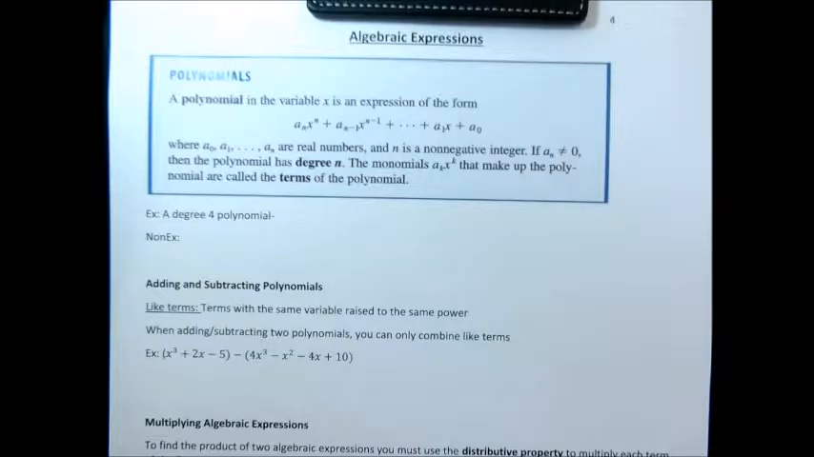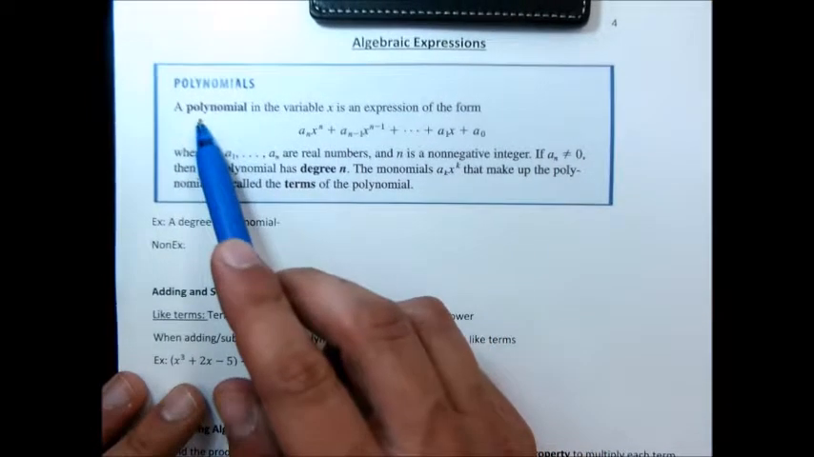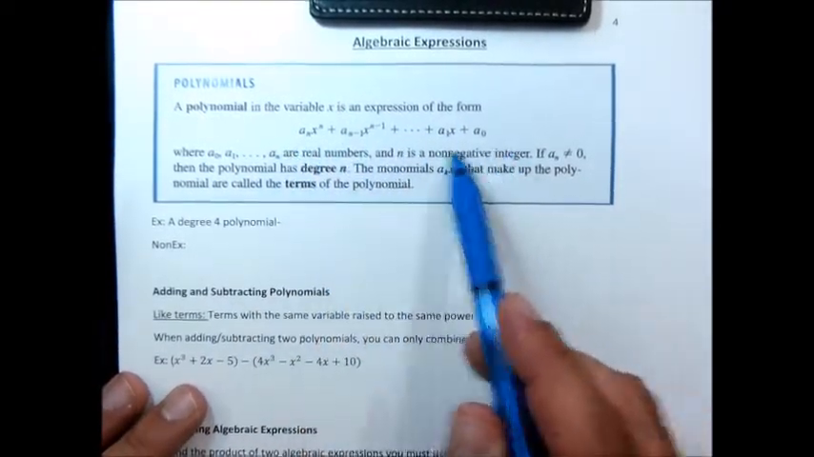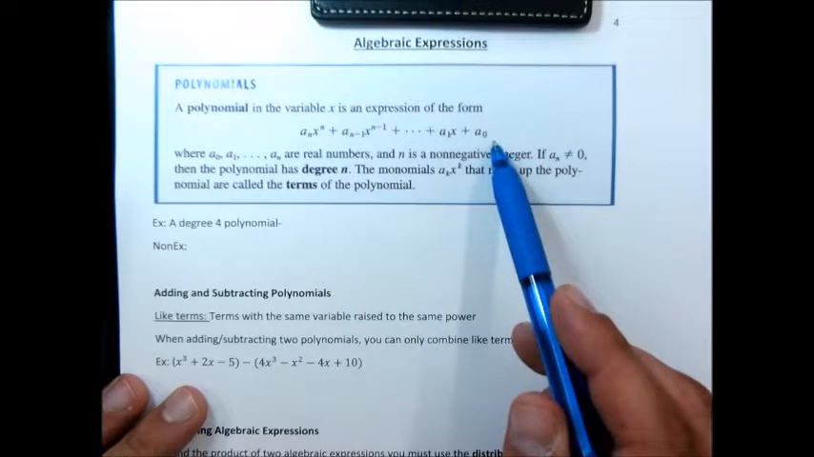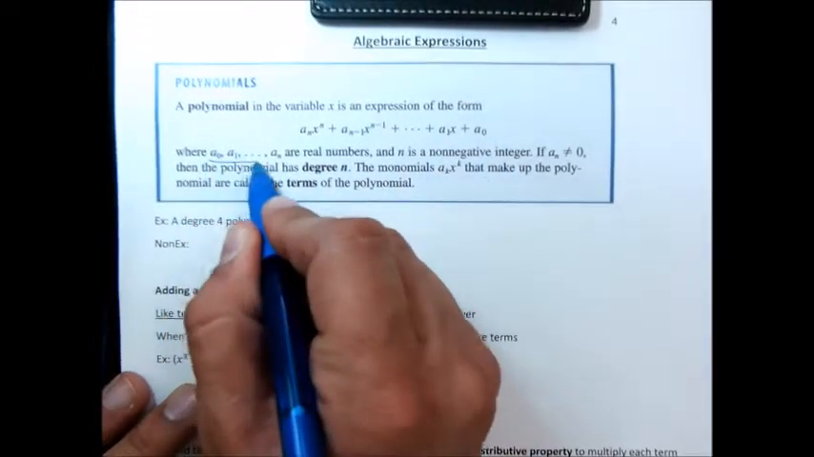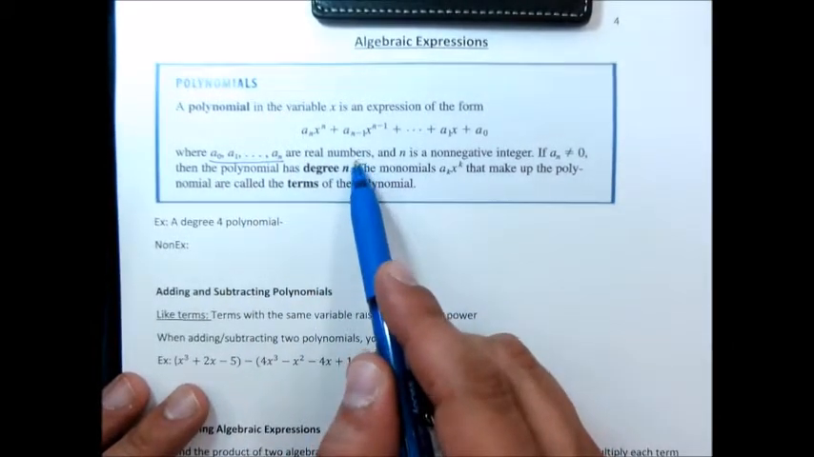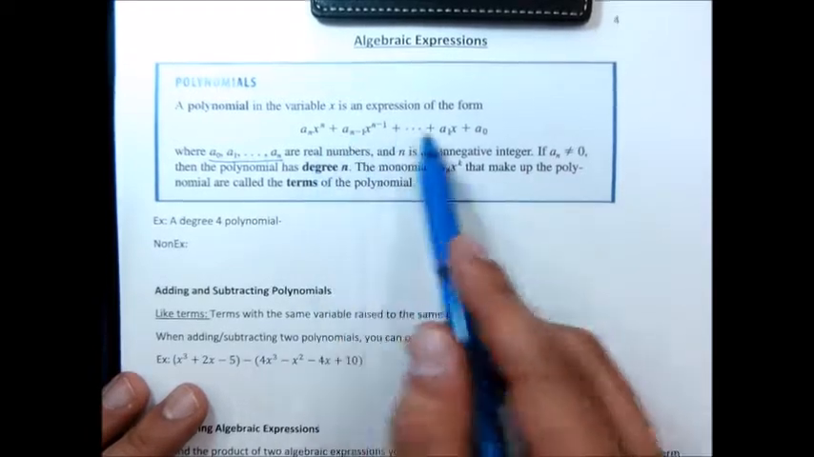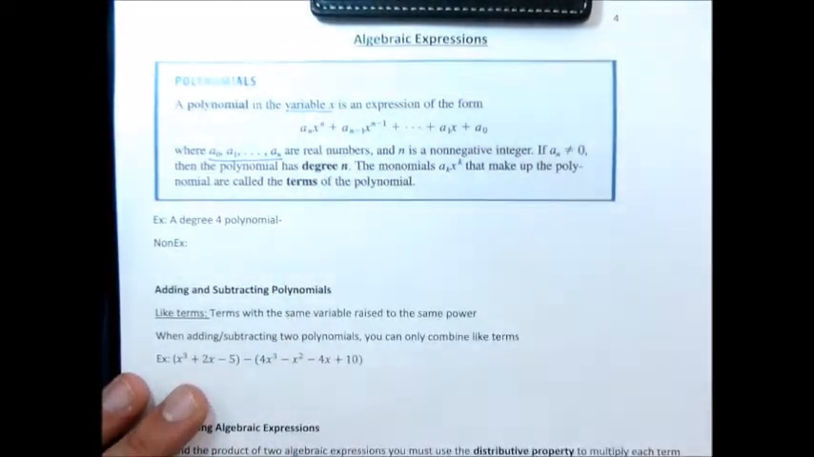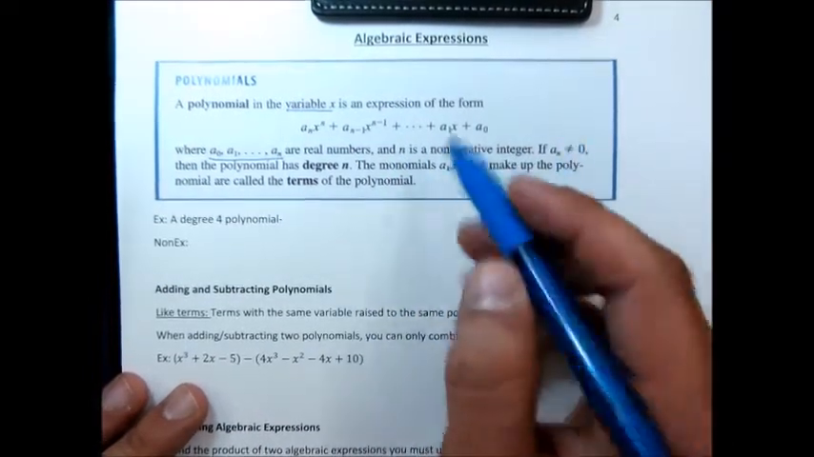What's a polynomial? That's another word you've heard before, I'm sure. But what is it? What does it mean? So a polynomial in the variable x is an expression of this form. I know it looks a little bit confusing, but let's read the rest of it. All the a's, a sub 0 through a sub n, are real numbers. So they're numbers like 1 or 2 or pi. X is the variable, and n is some non-negative integer.